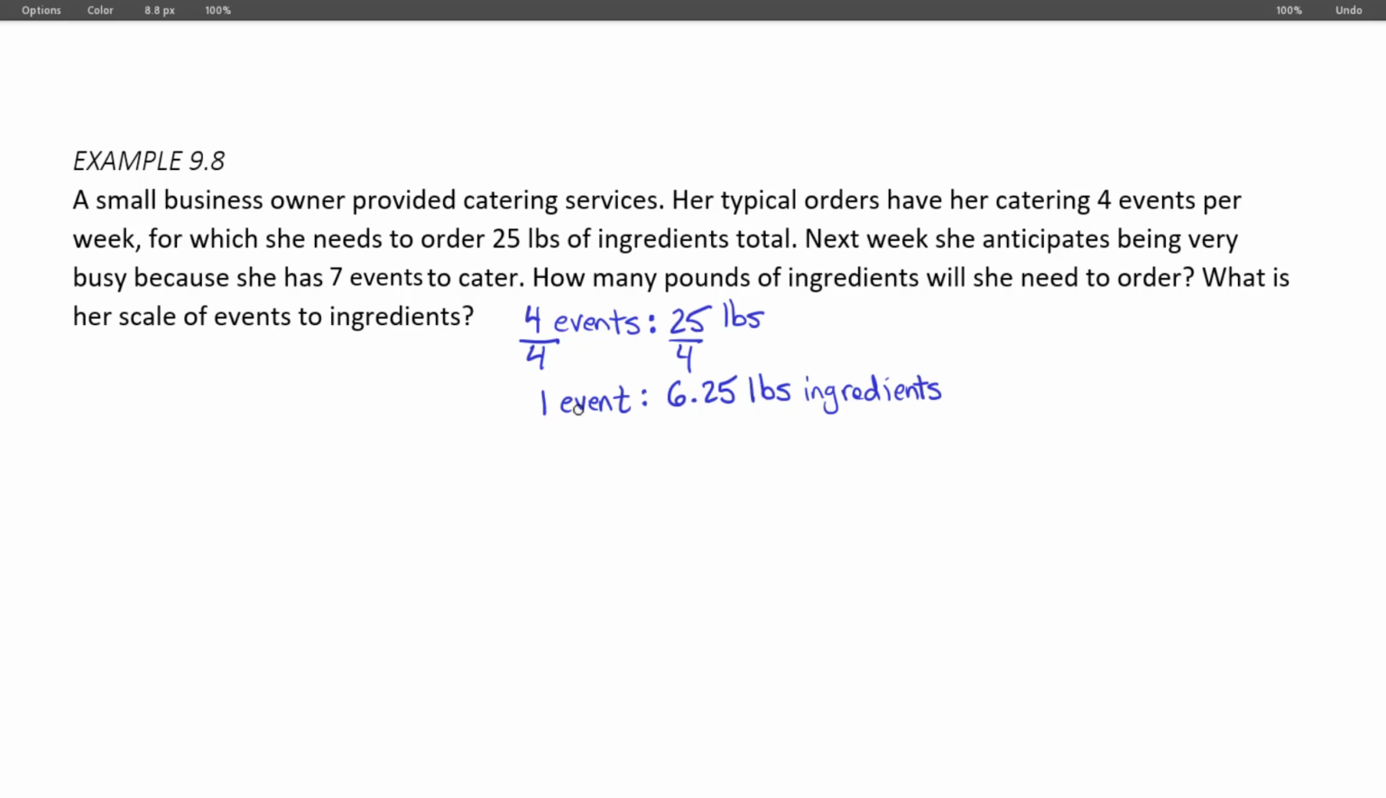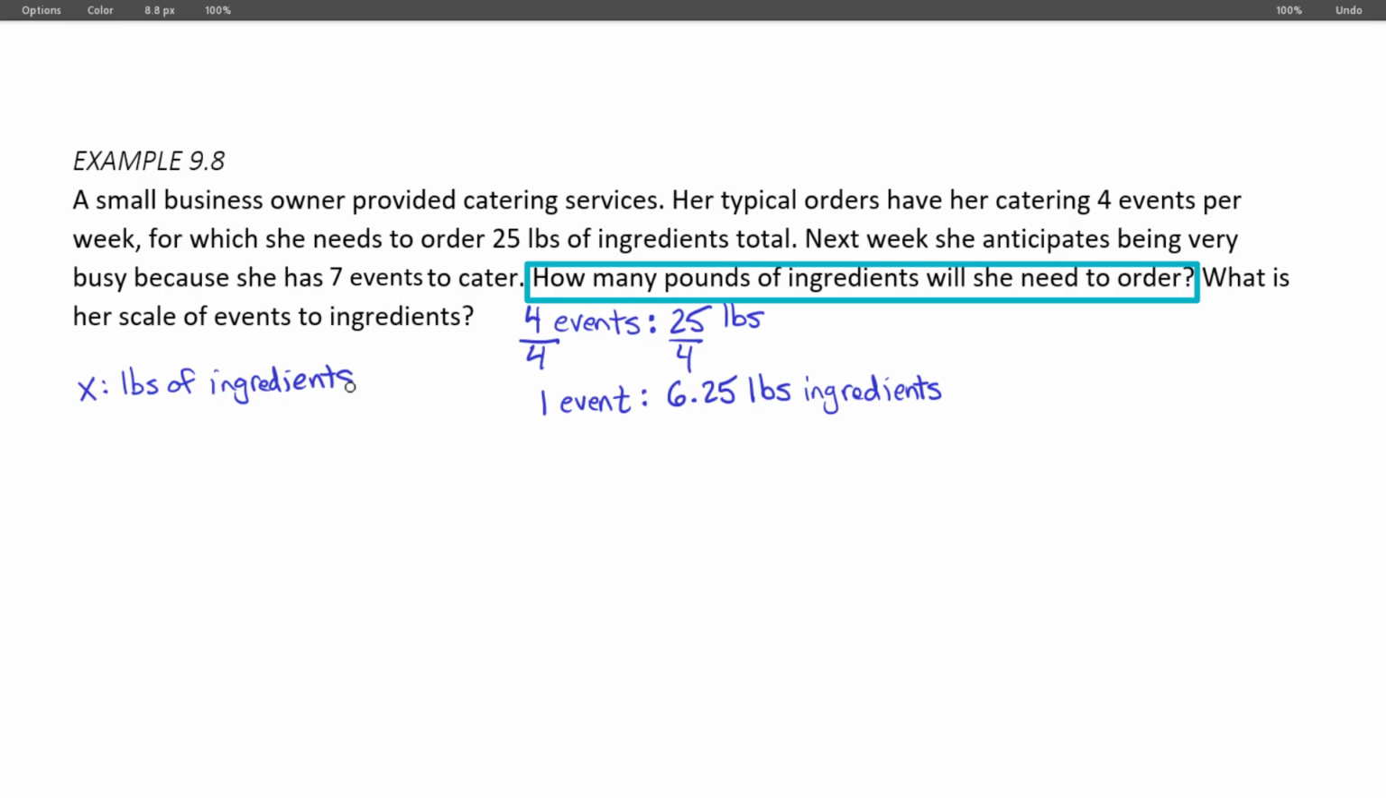By the way, the ratio 4 to 25, 4 events to 25 pounds, is mathematically equivalent to 1 event to 6.25 pounds. They only differ by this factor of 1/4 or by a factor of 4. You can use either of those ratios to set up the cross multiplication. You'll get the same answer. We define our unknown X, and X is pounds of ingredients.